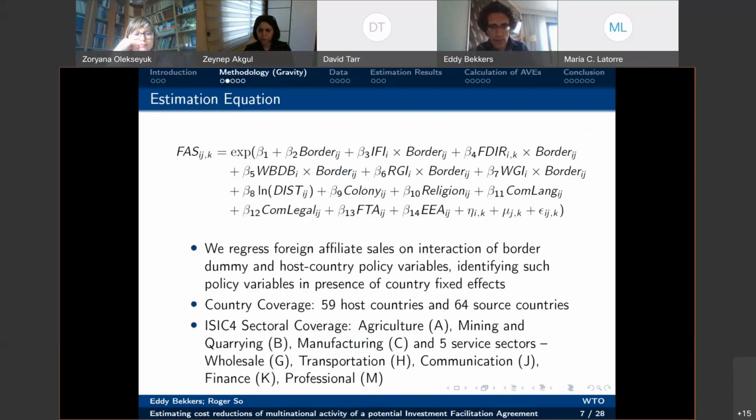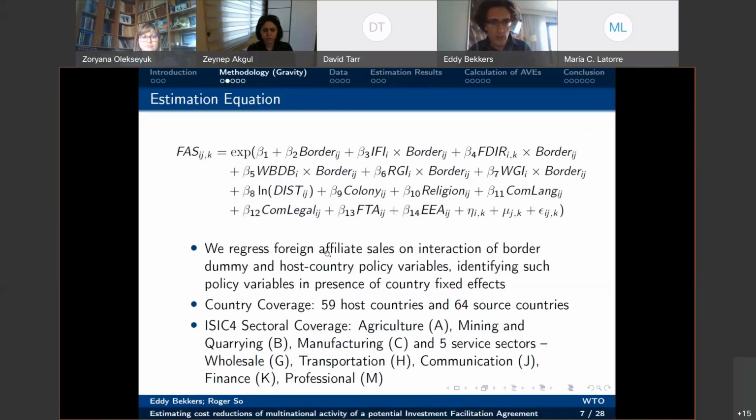So we're estimating as usual with Poisson, therefore the exponential, but basically what we do is we regress foreign affiliate sales, bilateral and by sector, so from I to J in sector K, on a bunch of variables. You see we have home country fixed effects and host country fixed effects here. Then we have bilateral variables like colony, religion, common language, and distance. And going backwards, we also have a border dummy, and we have an interaction of this border dummy with some policy variables like IFI, but also FDI restrictiveness.